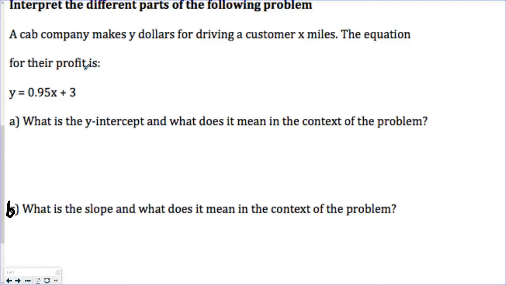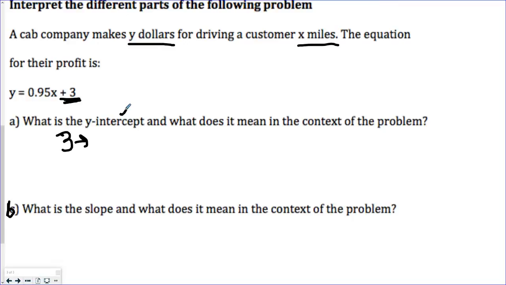Well, let's first look at what the equation means. So this says it makes y dollars, so y is the dollars, for driving x miles. So x is the miles. And this is the equation of how they get their dollar amount. What is the y-intercept and what does it mean? Well, first off, what is the y-intercept? Well, the y-intercept here is this 3. Remember, the y-intercept is what's being added or subtracted. So my y-intercept is 3. Now, what does that 3 mean?